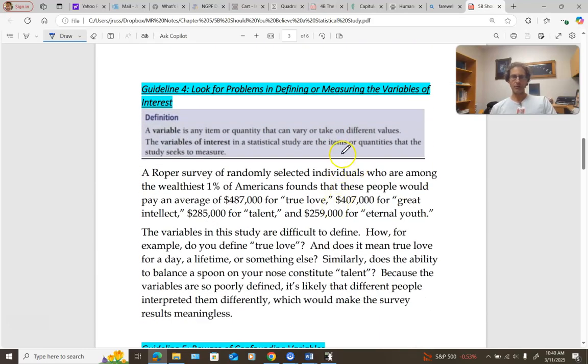All right, guideline number 4. It says, look for problems in defining or measuring the variables of interest. Okay, so first of all, what is a variable? Well, we know, or you guys, I'm sure, probably know what a variable is in the context of algebra. A variable is any item or quantity that can vary or take on different values. Okay, so the variable of interest in a statistical study is the items or quantities that the study seeks to measure. Okay, so it could be like the satisfaction level of a particular product.